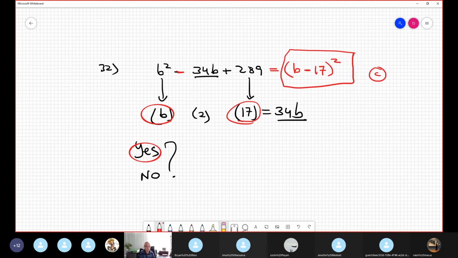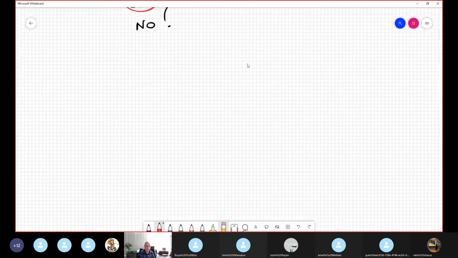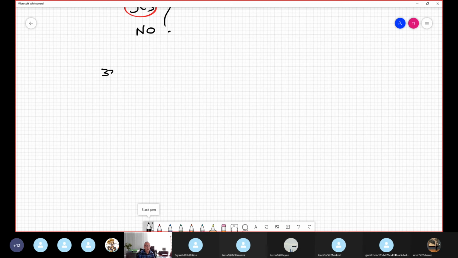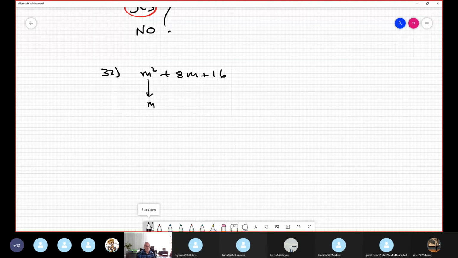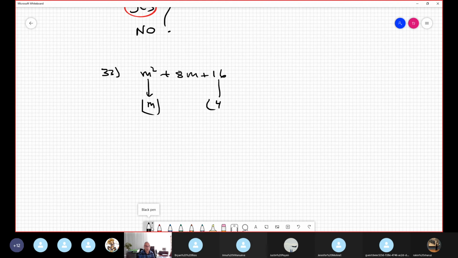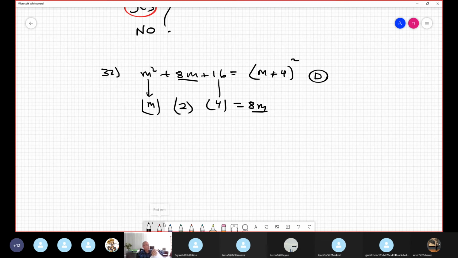One more, the last one. 33. And that's it. 33 is m squared plus am plus 16. Square root this is m, square root this is 4. Multiplication this and this, and extra 2. Is it am? Yes, it's perfect square. And the factorization is (m plus 4) squared. Final answer que es de option D. Everything okay? Everything okay?